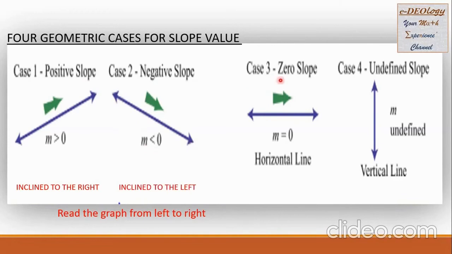The case 3 is when we have 0 slope, or we say m, the slope, equals 0. In this case, the line is horizontal, or we can say that all horizontal lines have 0 slope. The case 4 is undefined slope. The m is undefined. The lines with undefined slope are the vertical lines. Also, all vertical lines have slope that is undefined.